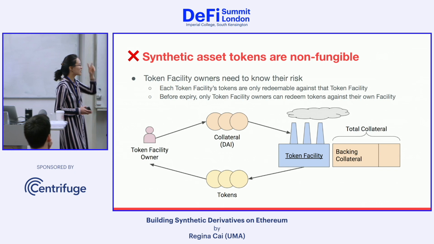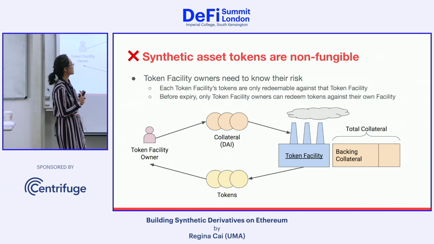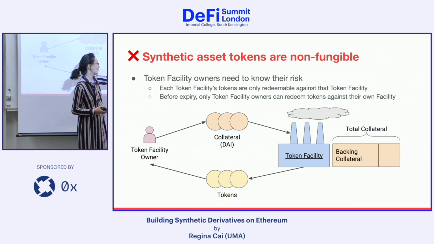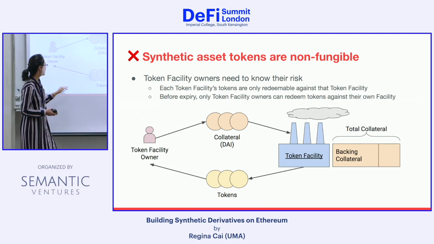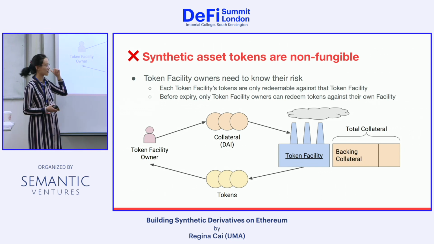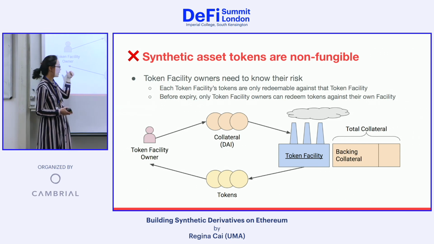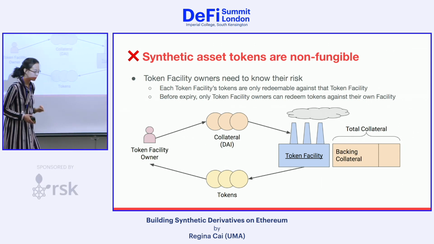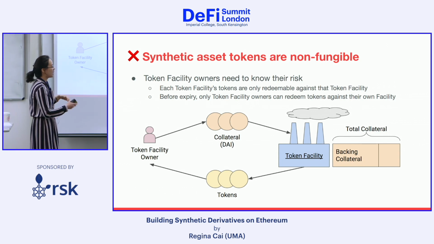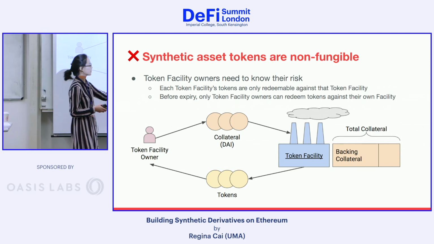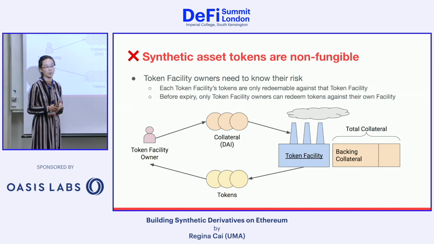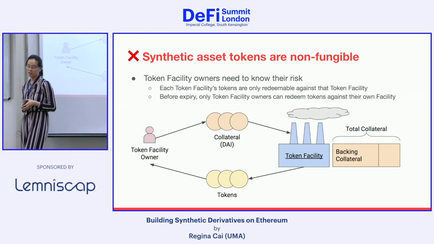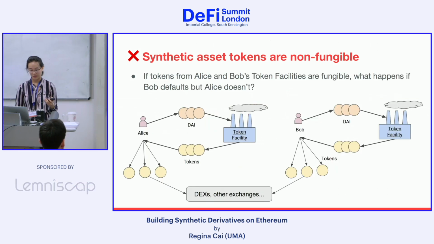Okay. The second design feature that I talked about was that synthetic asset tokens are non-fungible. So remember how I said if you own a token facility and it's minting these tokens, well, if this token facility owner sells those tokens to someone else, they can only buy back those tokens to redeem against their backing collateral. Or once the thing matures, anyone holding the tokens can redeem those tokens for this collateral. But in the meantime, while the product is live, only the token facility owner can redeem his tokens against the token facility. So why did I do this?